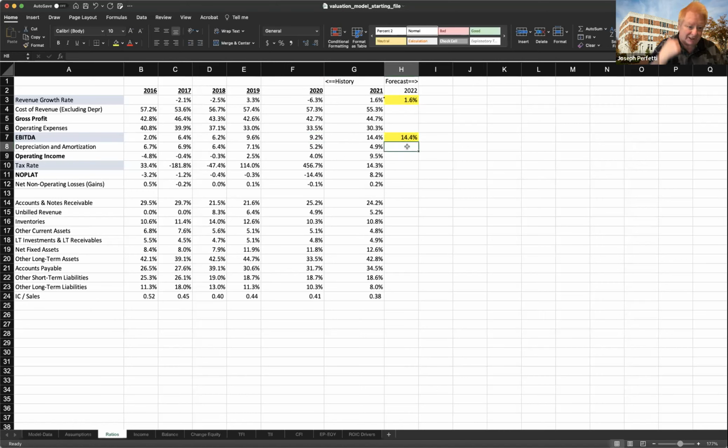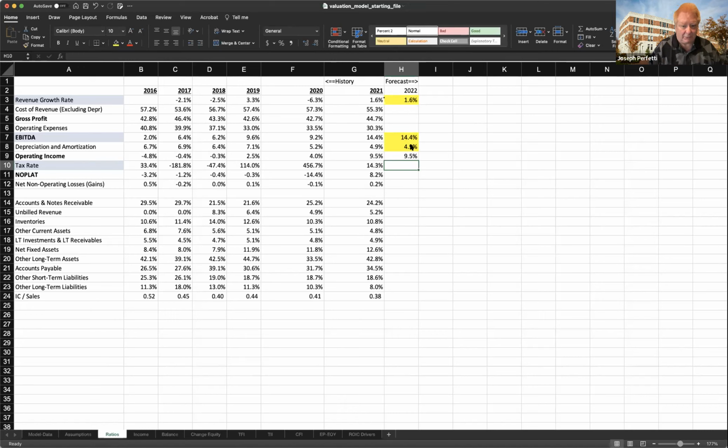Next, we're going to forecast depreciation and amortization as a percentage of sales. H8 equals G8. Again, that's going to be a yellow cell because we may change it, which leads to our operating income. Operating income we're going to solve for. So H9 equals EBITDA, which is H7, minus depreciation, which is H8, is 9.5%. Now that cell is not going to be yellow because it's a formula based on the two items above. So operating income, 9.5%.